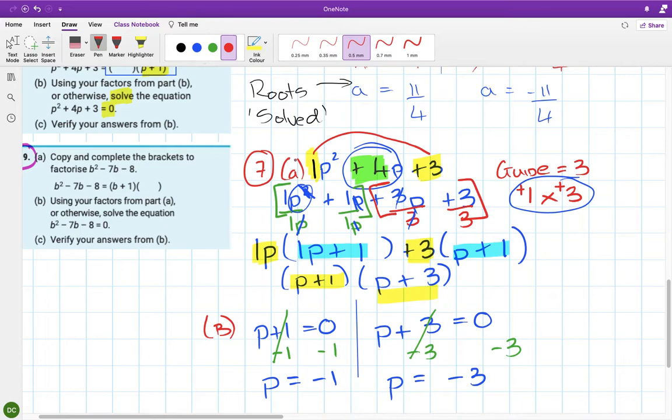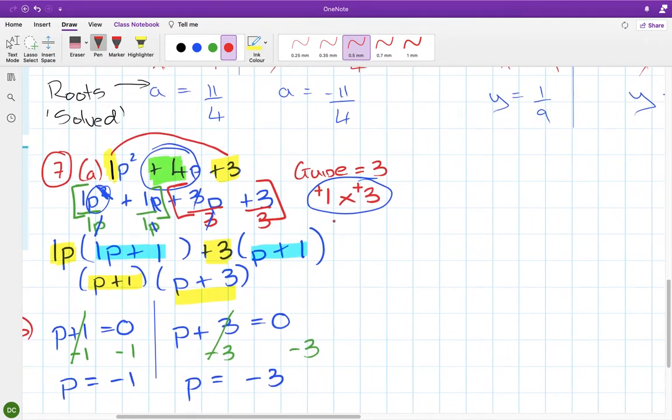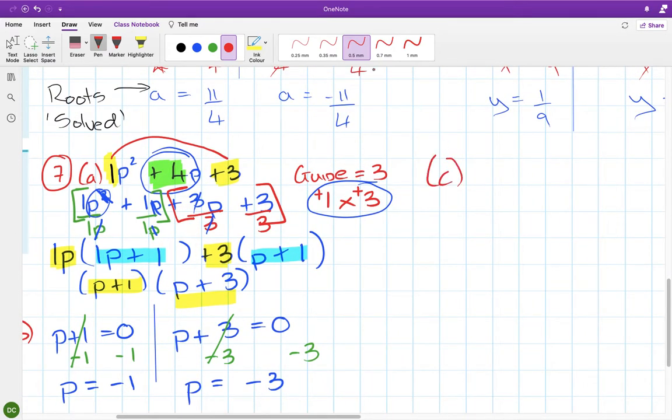And then part C says verify your answers. So verify is where you sub them back in. So I have p squared plus 4p plus 3 equals 0. Put the minus 1 in first.